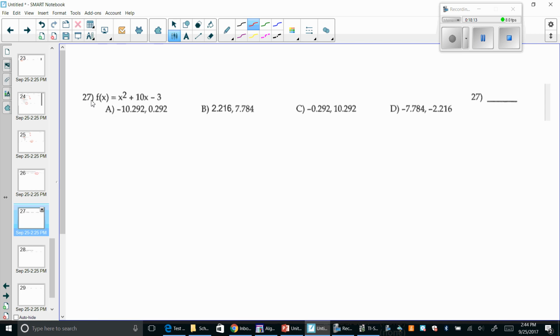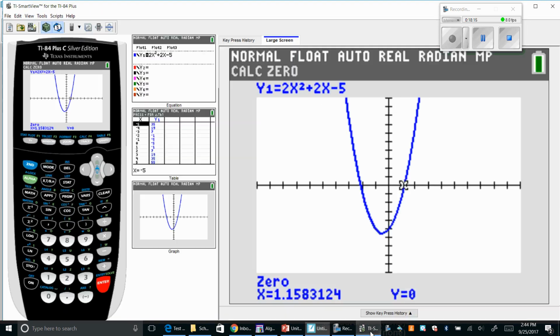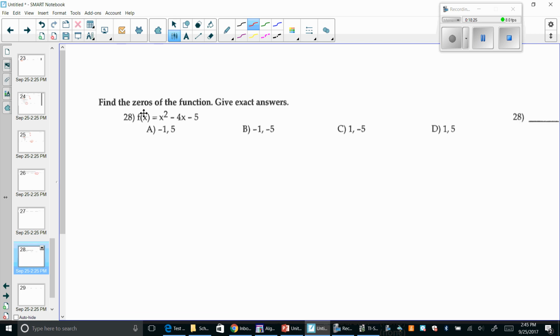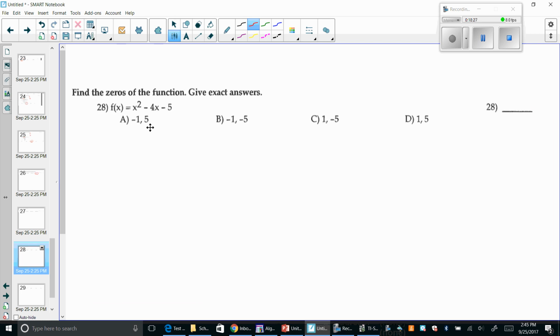27. X squared plus 10x minus 3. I'm already at 18 minutes. You do that one the same exact way. Type it in, do your left and right bounds. Same thing here. This one wants exact answers. It should hit exactly at a point.